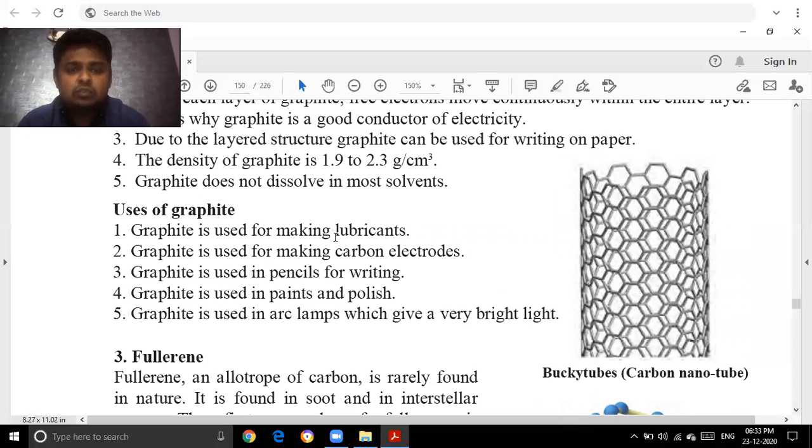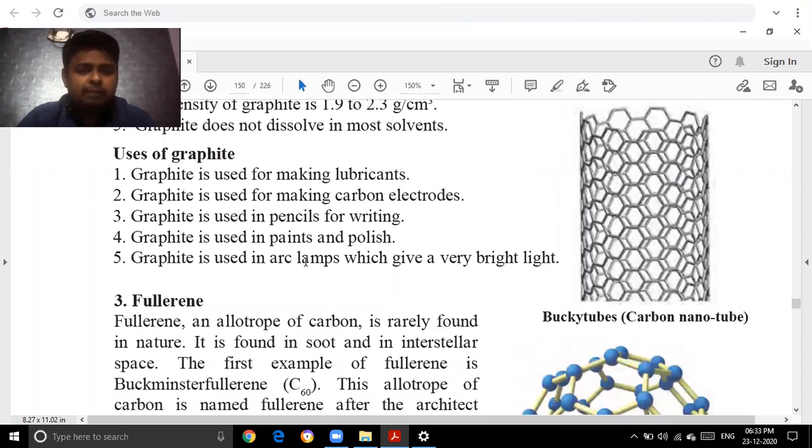It is used in paints, polishes, and it is used in arc lamps also, which give us very bright light. So very bright light could be obtained by graphite.